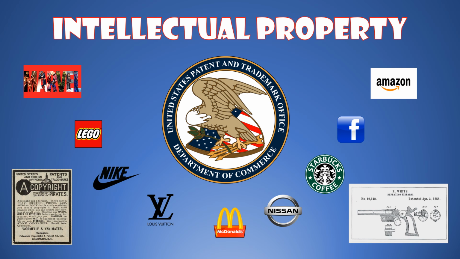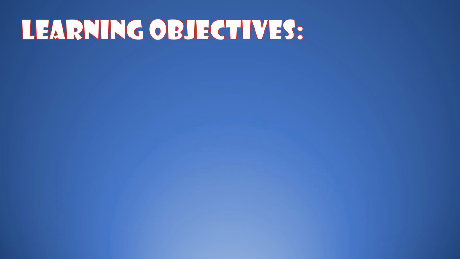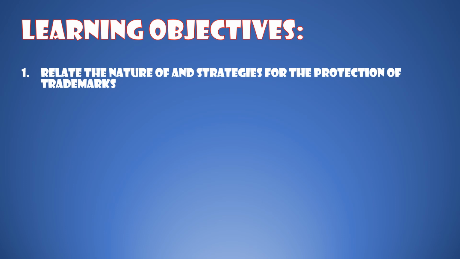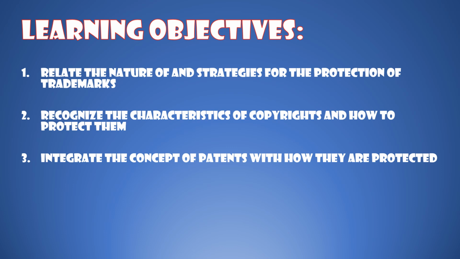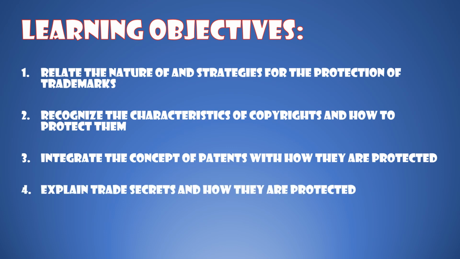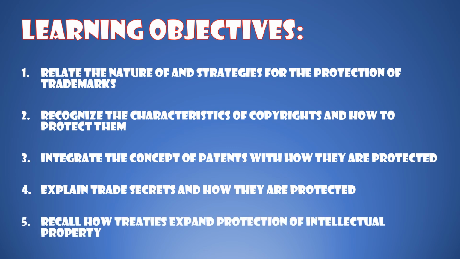Now we get to talk about something that's very, very valuable, intellectual property. What are our objectives during this block of instruction? Well, first, you'll be able to relate the nature and strategies for the protection of trademarks, to recognize the characteristics of copyrights and how to protect them, to integrate the concept of patents with how they're protected, to explain trade secrets and how they're protected, and finally, to recall how treaties expand the protection of intellectual property.